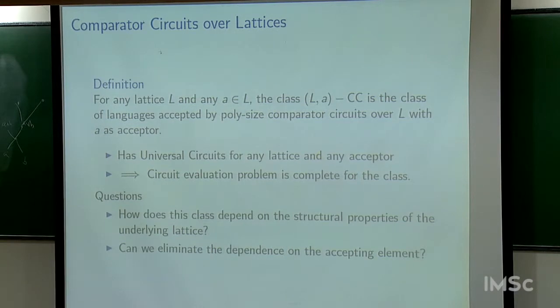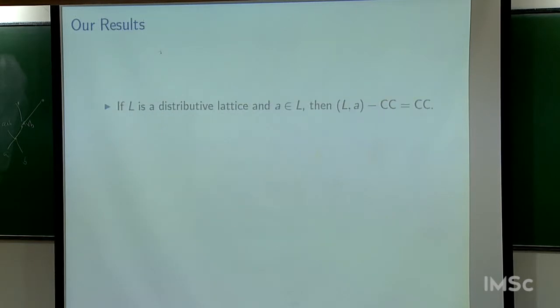If you look at general Boolean circuits, it really doesn't matter whether we use 1 or 0 as the acceptor. If you are looking at uniform circuit families, it still gives the class P. But if you go to restricted circuit families, it could depend. So if L is a distributive lattice, then this class is just CC, so it doesn't increase the power. That's a consequence of something called Birkhoff's representation theorem.